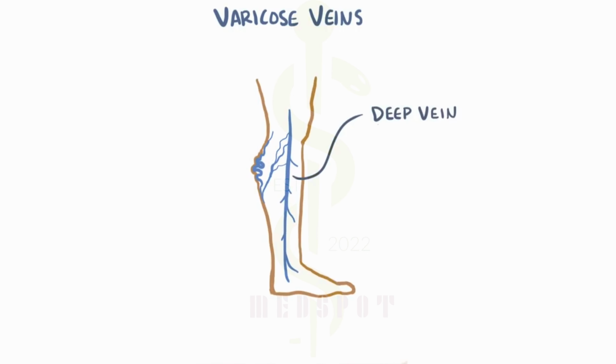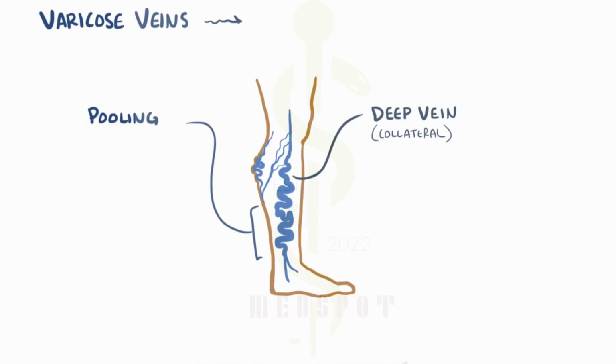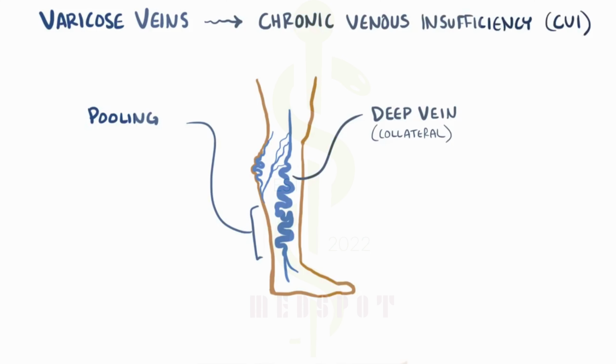So now the deep veins are acting as collateral veins and taking blood back, right? Over time, those deep veins, though, can be affected as well, resulting in even more pooling of blood in the gravity-dependent parts of the body. If this happens for prolonged periods of time, it progresses to what we call chronic venous insufficiency, or CVI.